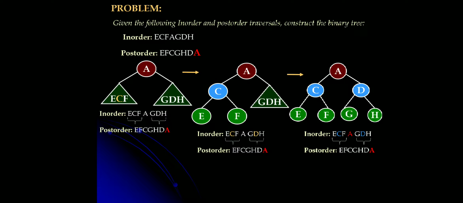To the left of A you have ECF, and these are the left subtree nodes, and GDH are to the right of node A in the in-order traversal. That's why they are the right subtree nodes for the final binary tree. Now we need to identify the root for the left and right subtrees. So out of ECF, find out in the post-order traversal which node is appearing last. You can see here that C is appearing last, right? In the post-order traversal, out of E, C and F, C is appearing last.